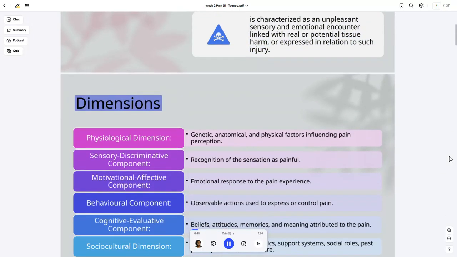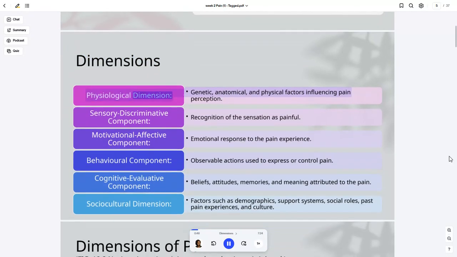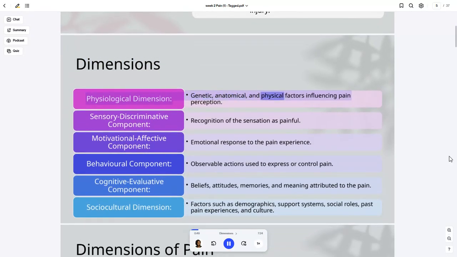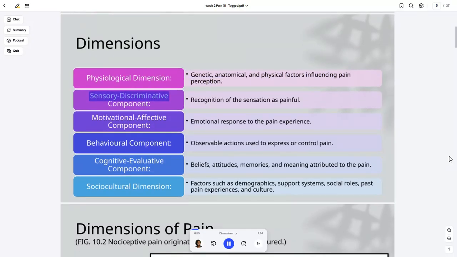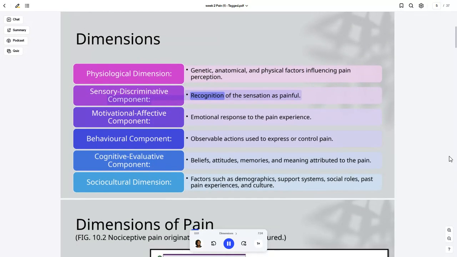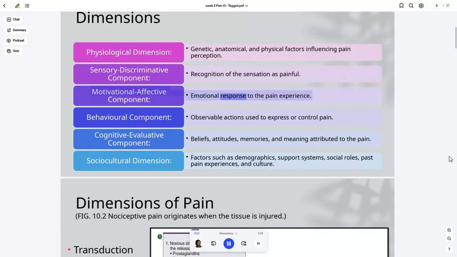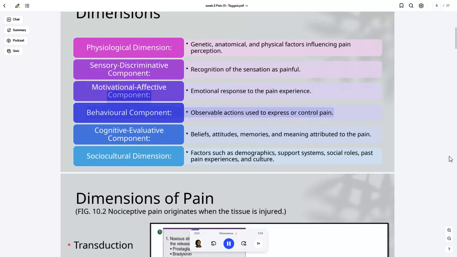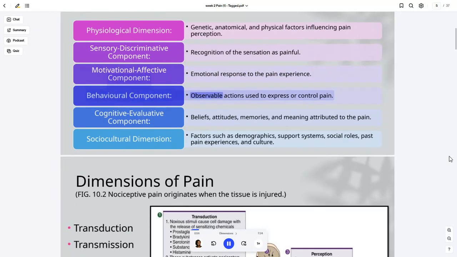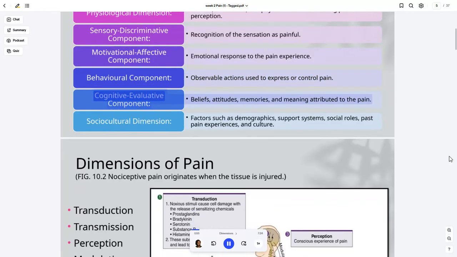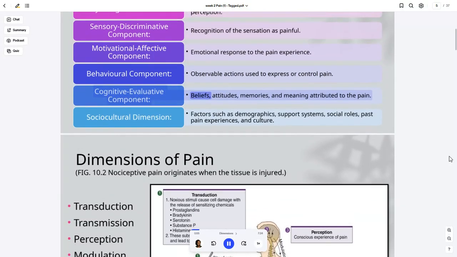Dimensions. Physiological dimension: genetic, anatomical, and physical factors influencing pain perception. Sensory discriminative component: recognition of the sensation as painful. Motivational affective component: emotional response to the pain experience. Behavioral component: observable actions used to express or control pain. Cognitive evaluative component: beliefs, attitudes, memories, and meaning attributed to the pain.